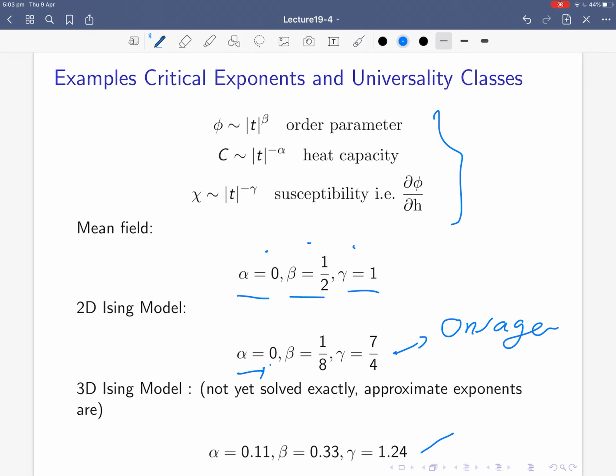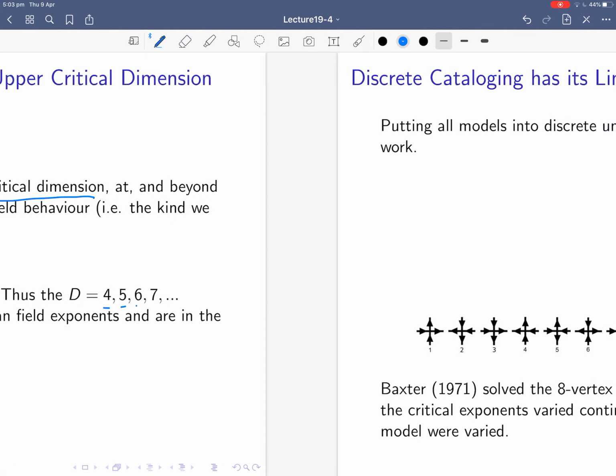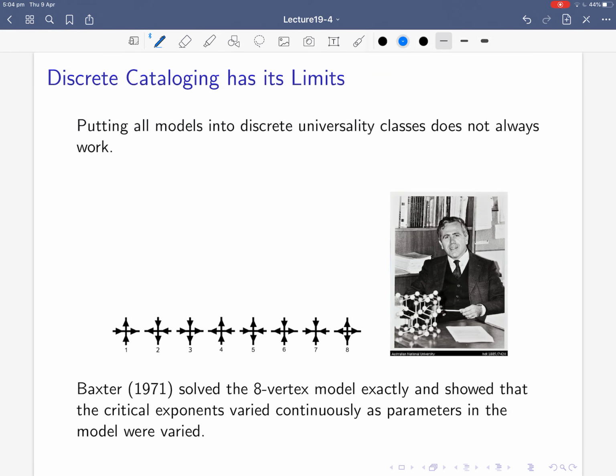Now this cataloguing of things into discrete universality classes, where you have very clear-cut critical exponents, which are just ratios of integers, seems to work very well. Unfortunately, it doesn't quite work perfectly. And in 1971, this chap called Rodney Baxter, who's at ANU, came along and solved what's called the 8 Vertex model, which looks like this. You can read about it elsewhere.